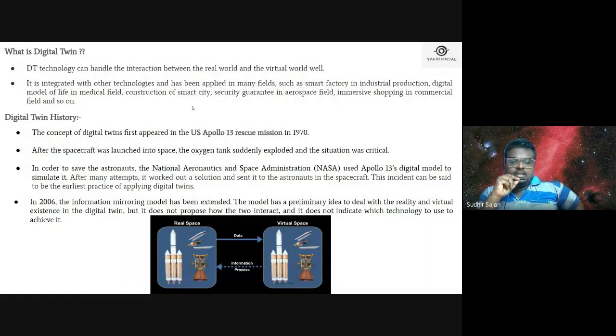The real space is your physical rocket. The virtual space is the digital version of the physical rocket. A to Z about the physical rocket you can find in the digital version. It's something like a Xerox, not a duplicate but a complete Xerox of a real rocket in digital form, known as the digital space or virtual space.